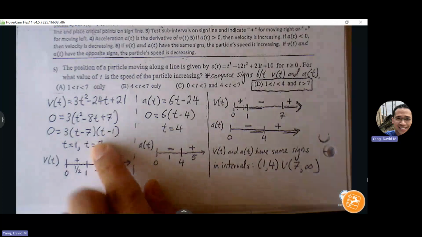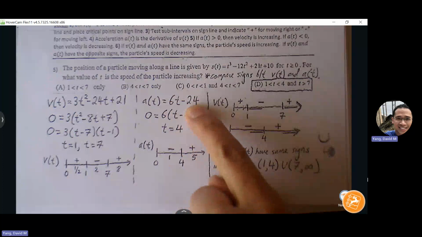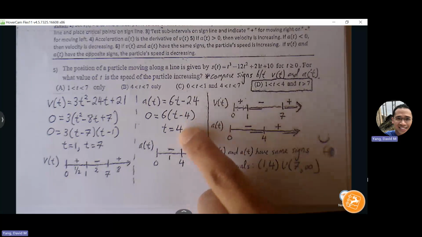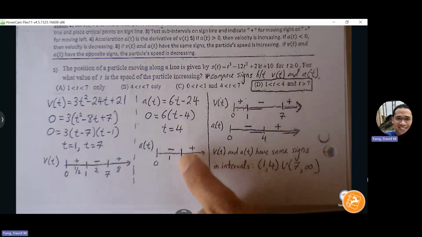We find the second derivative from velocity to acceleration, go into power rule, set acceleration equal to zero, we solve for t, we get t equals 4. We test values in each subinterval here. 1 will give us a negative acceleration, 5 will give us a positive acceleration.